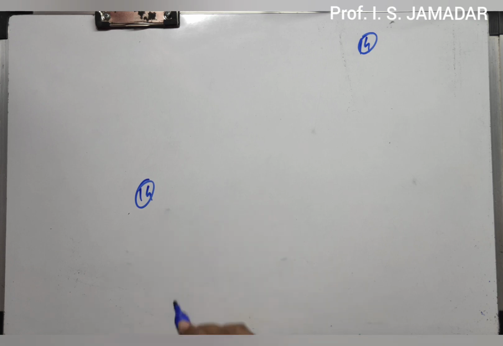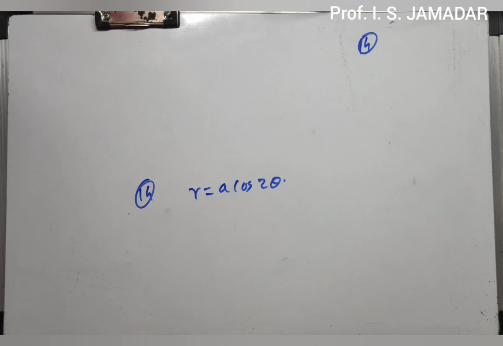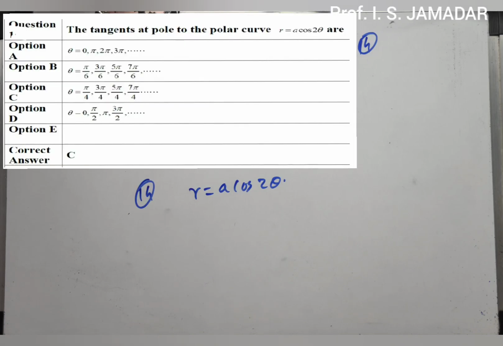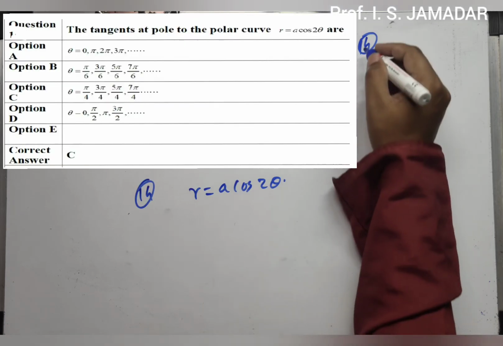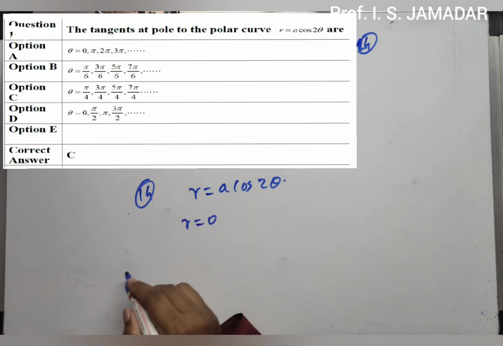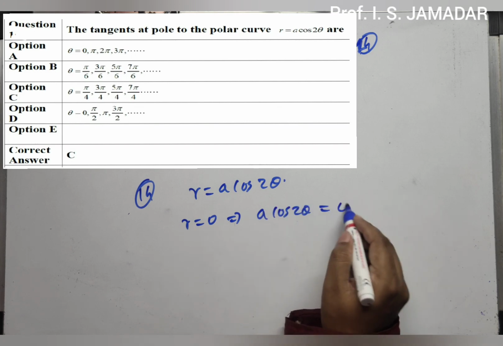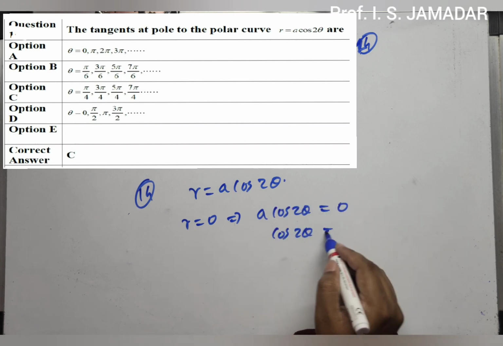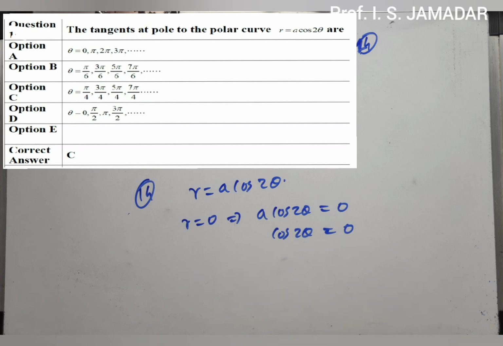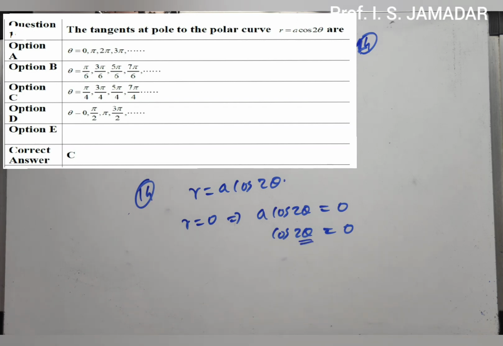The tangent at pole to the curve r is equal to a cos 2 theta. Tangent at pole. Now we know that for finding tangent at pole, we have to consider r equal to 0. r equal to 0 will give you a into cos 2 theta equal to 0. So that will give you cos 2 theta equal to 0. So for which values of angle is cos 0?